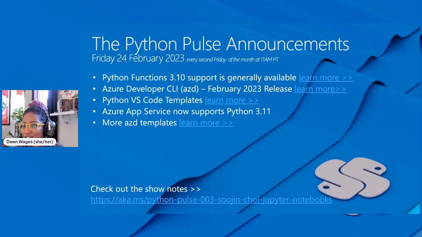So the Python Functions 3.10 support is generally available. With Functions on Azure, you're able to develop event-driven serverless code functions that solve complex orchestration problems, deploy and operate at scale in the cloud, using triggers and bindings. And we're now supporting Python 3.10 ahead of some of our serverless competitors that shall not be named. So we are kicking butt ahead of schedule.